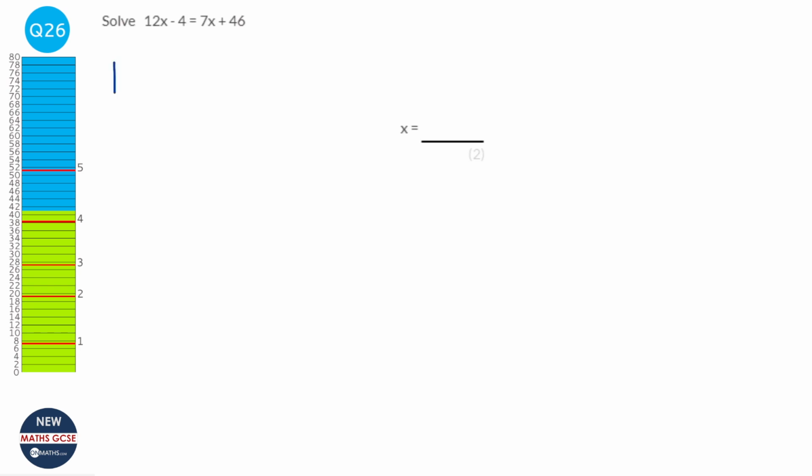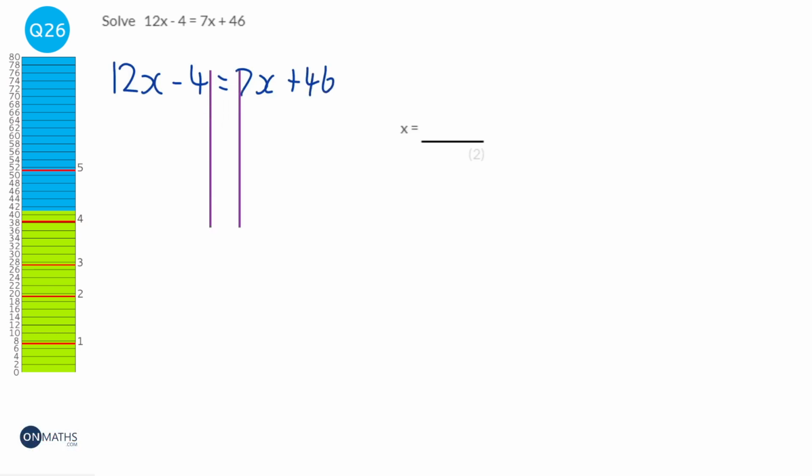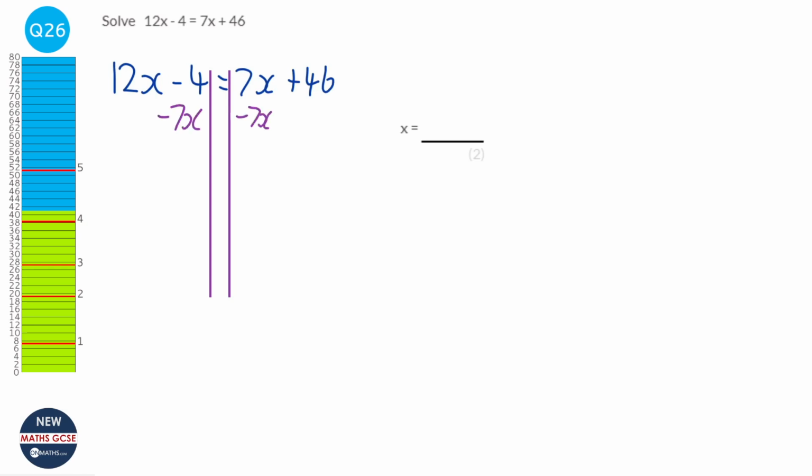So I'm going to write out the equation again just to give us a bit more space. And the rule we have here is if we have an x on both sides, which we do in here, we pick the smallest one to get rid of. So we've got a 12x and a 7x, and so the smaller x would be the 7x. So we're going to get rid of that first. So we've got our lines in, and we're going to take away 7x both sides. And so 12x take away 7x is 5x, and the 7x is gone, so it's just equals to 46.